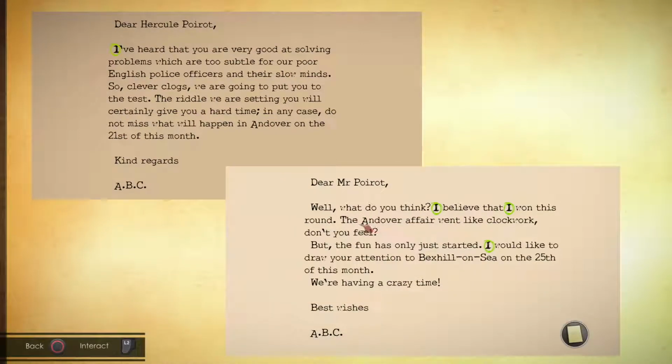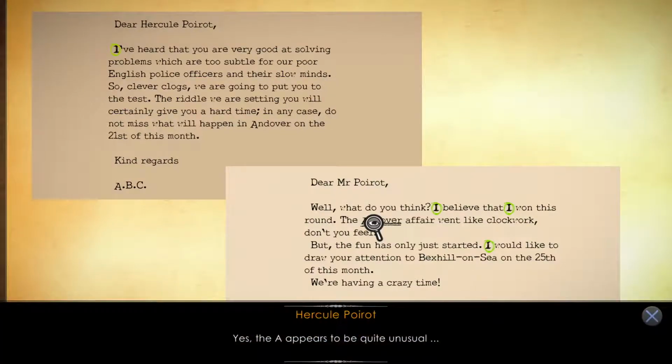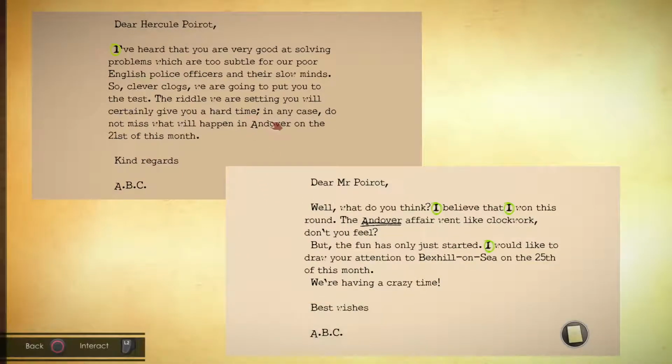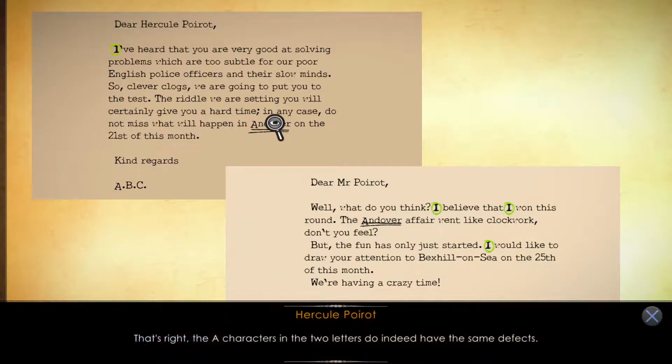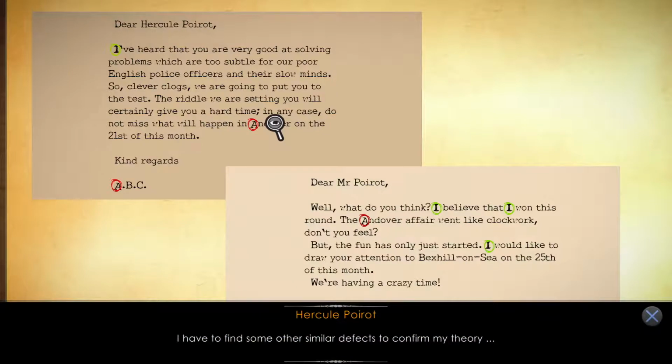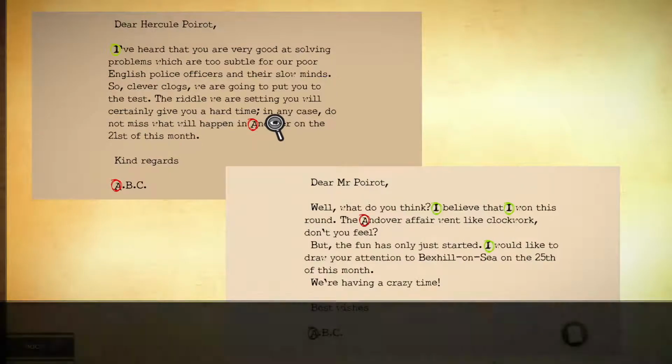The A. The A is tilted. Yes, the A appears to be quite unusual. That's right. The A characters in the 2 letters do indeed have the same defects. I have to find some other similar defects to confirm my theory.